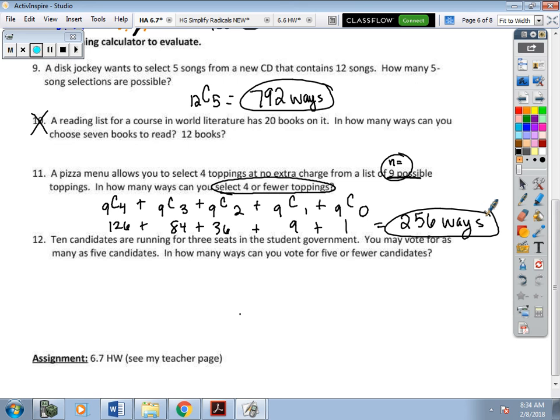So just be careful if you see "or fewer," that you need to include all of the combinations that are fewer than that.